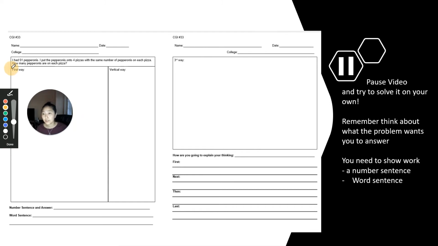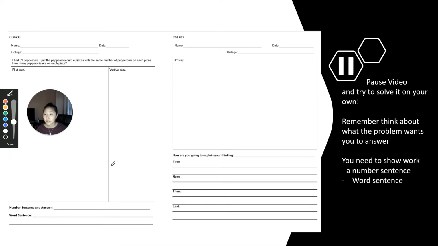You should have a first way. Usually the first box is a little bit bigger because I want you to be creative. You can draw, you can do a number bond way, you can think of other ways. This is why you have such a big box compared to this vertical way box, which honestly, vertical way or any sort of mathematical way with just numbers, it doesn't need that much space.